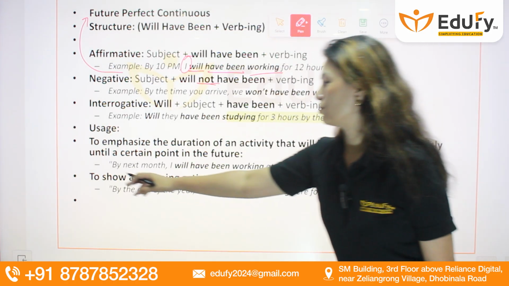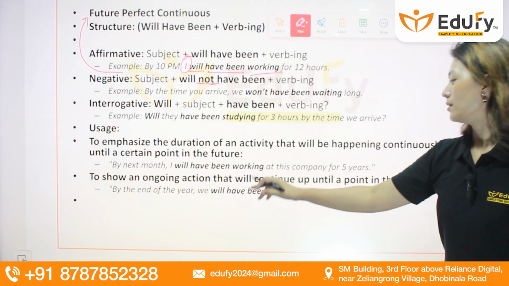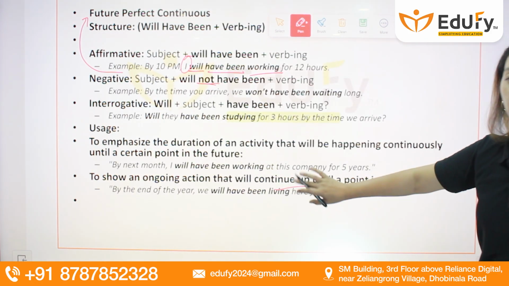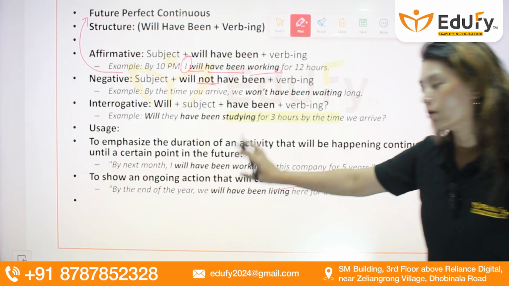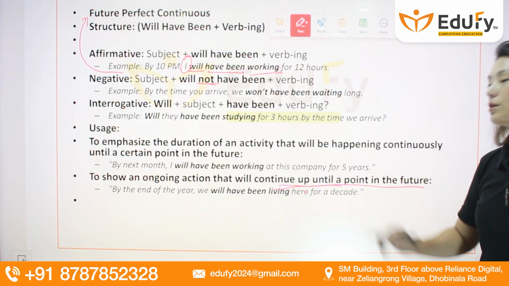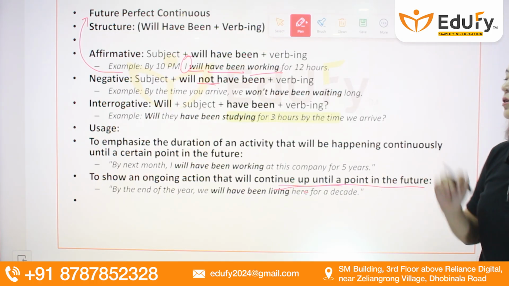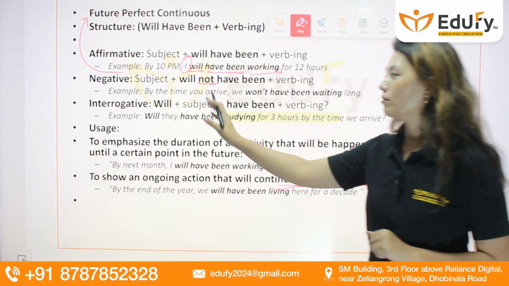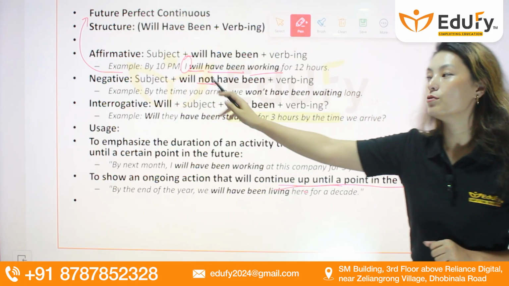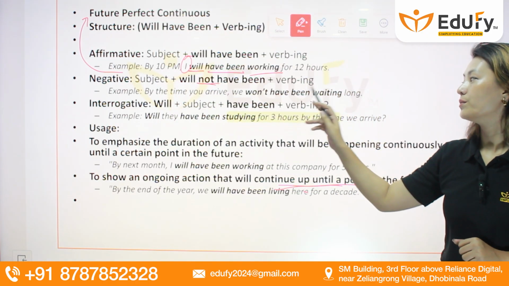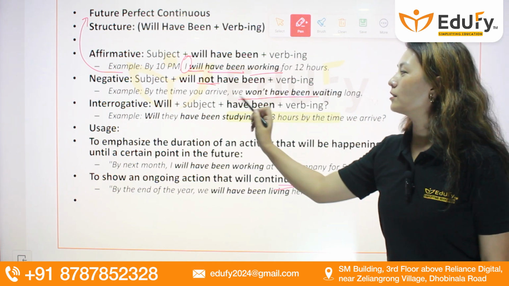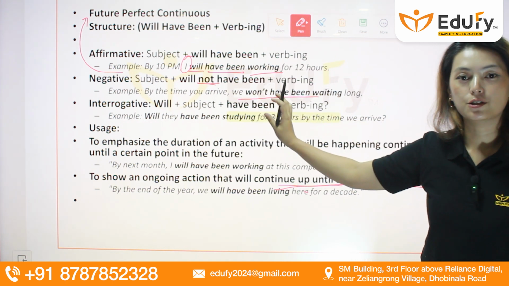It is also used to talk about an ongoing action that will continue up until a point in the future. Again, talking about the duration of time. Let's take a look at this example. By the time you arrive, we won't have been waiting too long. What is it saying? This is a negative future perfect continuous, right?